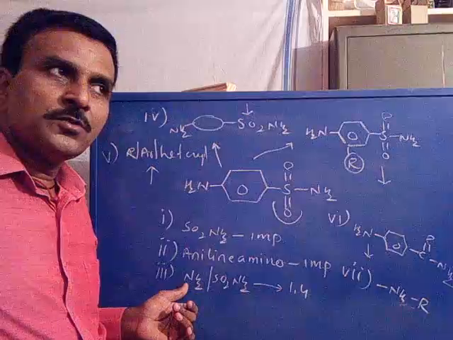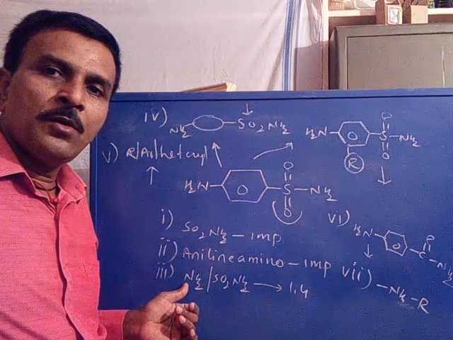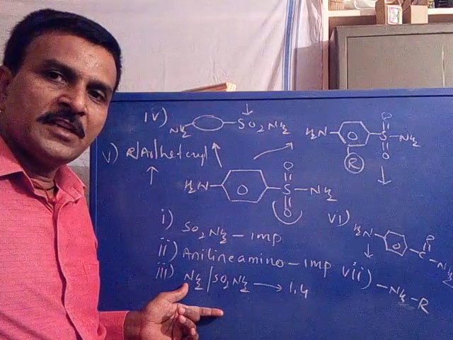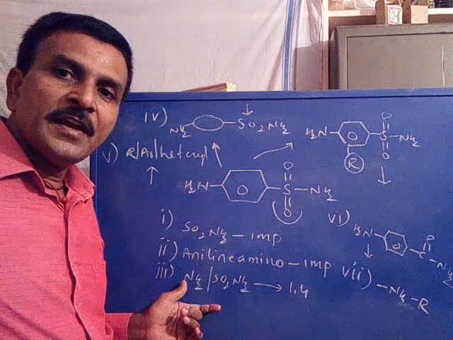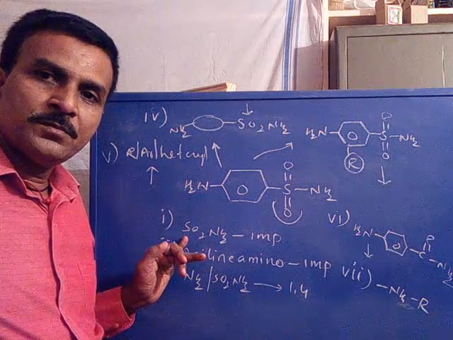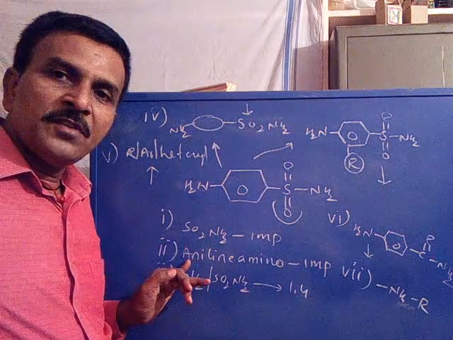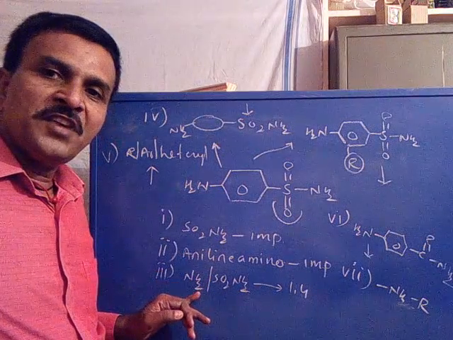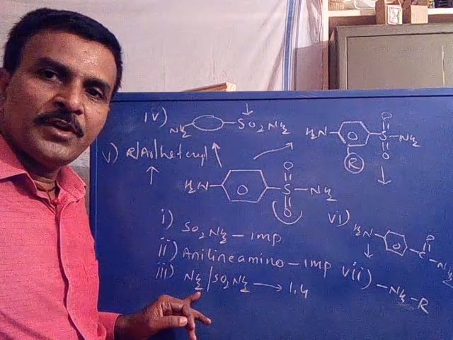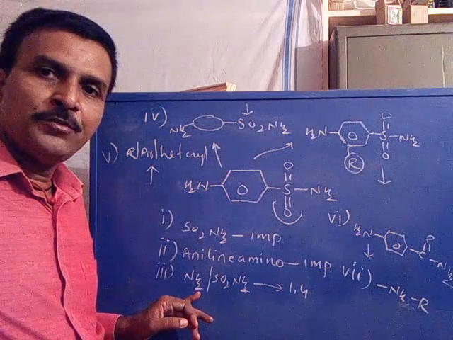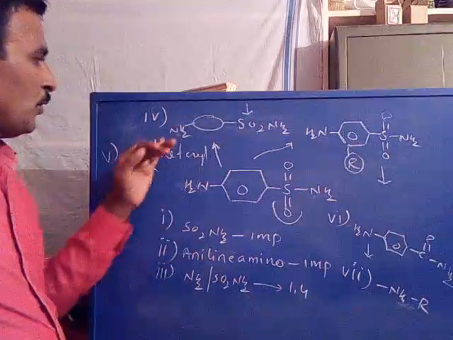NH2 and SO2NH2: the sulfonamide group and the aniline amino group should be para with respect to each other. Is it clear? So this study indicated that we should not replace the SO2NH2 group, we should not replace the NH2 group, that is the aniline amino group, and we should not change the position of the two substituents on the benzene ring. They must be para with respect to each other.